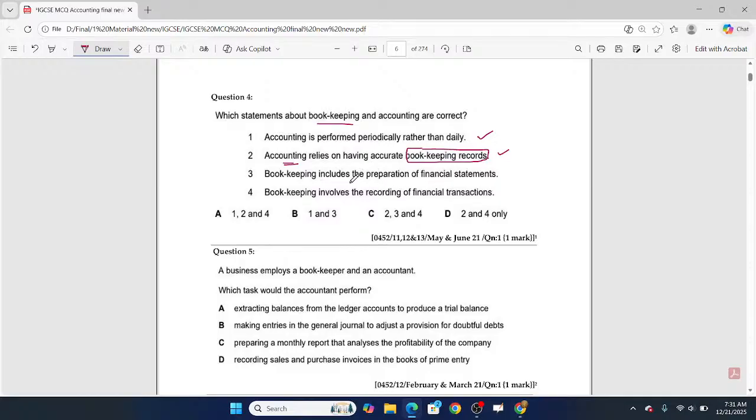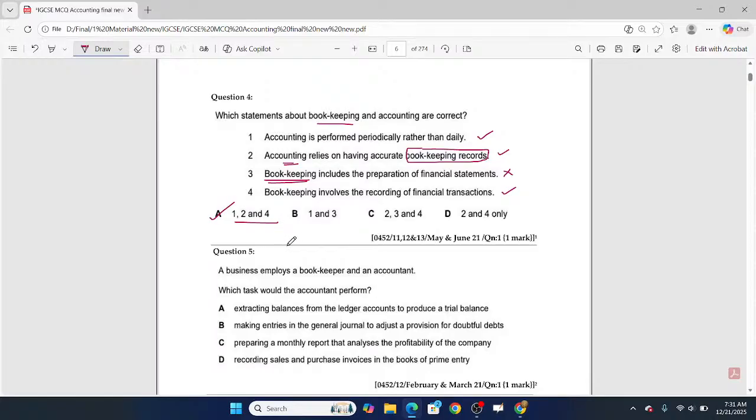Bookkeeping includes preparation of financial statements. So bookkeeping will not include that. So this is not correct. Bookkeeping involves recording of financial transactions. Yes, of course, you have to record the financial transactions in journal form as well as subsidiary books and ledger, all these things. So 1, 2, 4 are correct, in choice number A. So that will be chosen here. Is that clear?